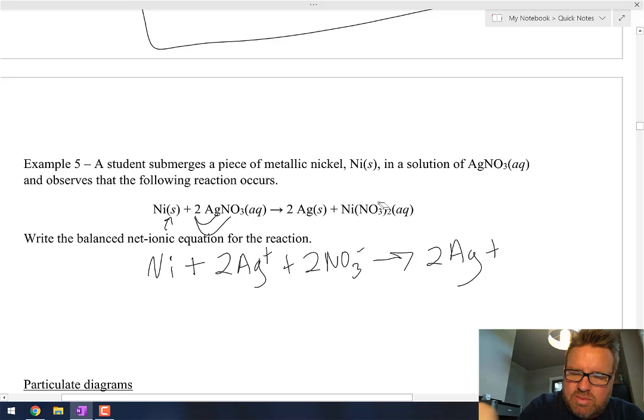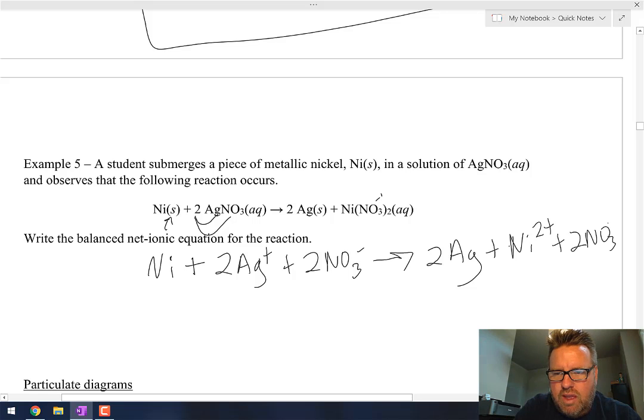Okay, and here's where some of that thinking has to come in. Nitrate's -1, and there's 2 of them. So that means the nitrates all total are -2. That means that the nickel is +2. Okay, so Ni2 plus, and then 2 NO3 minuses. And then things that are the same on both sides are the nitrates. They're both gone.